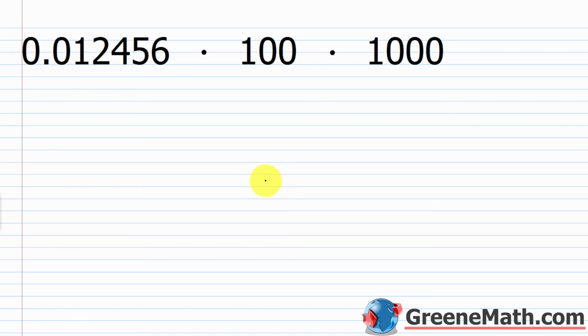All right, for the final problem, we have 0.012456 times 100 times 1,000. So 100, most of you should know at this point, is 10 squared, right? That's a power of 10, and the exponent is a whole number that's 1 or larger. 1,000 is also a power of 10. It's 10 cubed, right? So same scenario. So we can use our trick here.